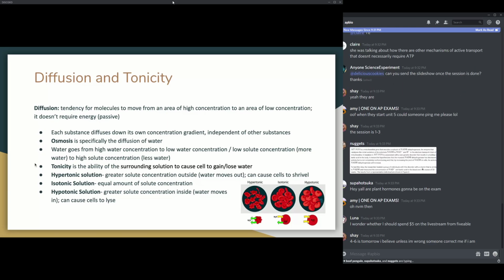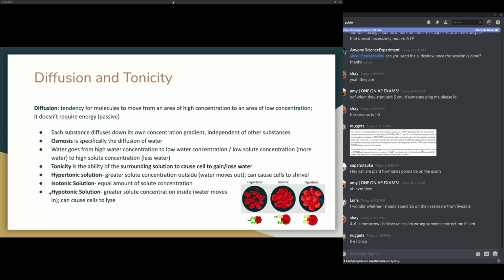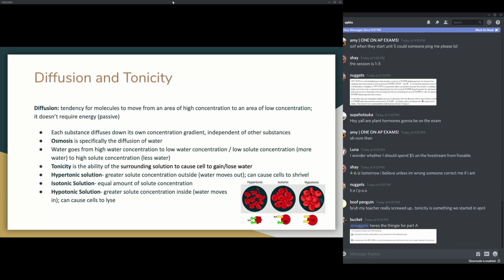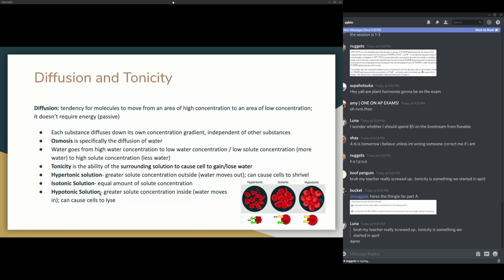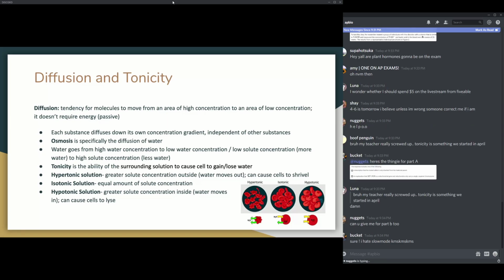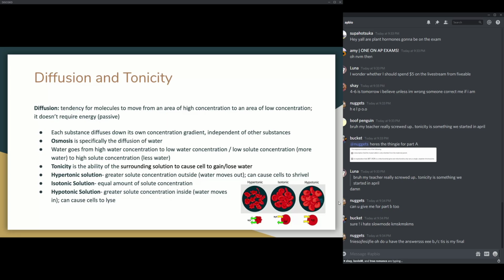And then you have hypertonic solution, isotonic solution, and hypotonic solution. So first, the isotonic solution is when you have equal amounts of solute concentration on both sides, which means water will not specifically move to one side. It's basically going to be the same. So you also have hypotonic solution, when you have a greater solute concentration inside compared to outside, and what that leads to is water moving inside the cell.